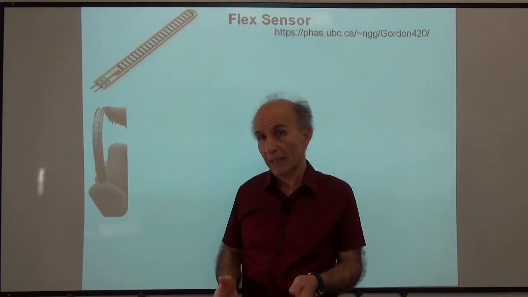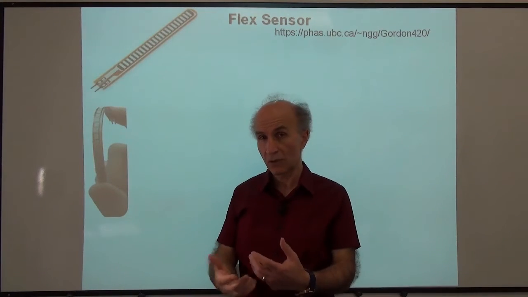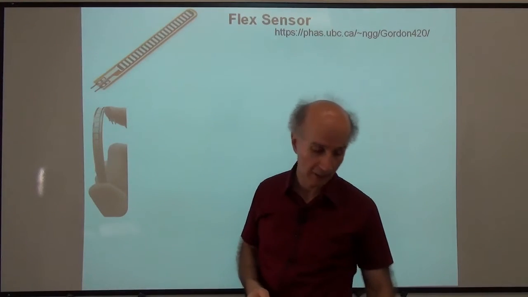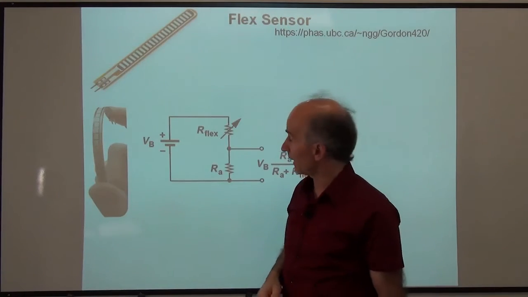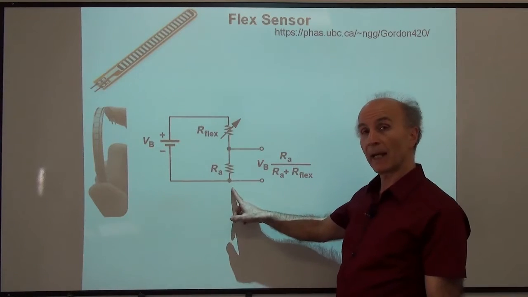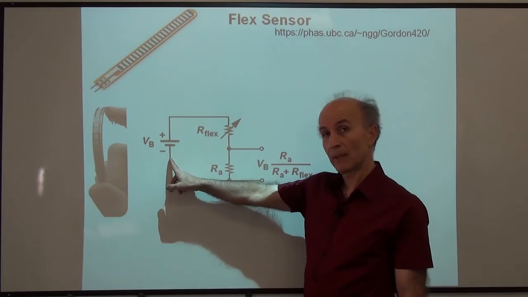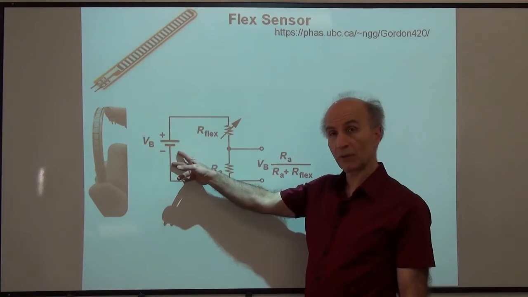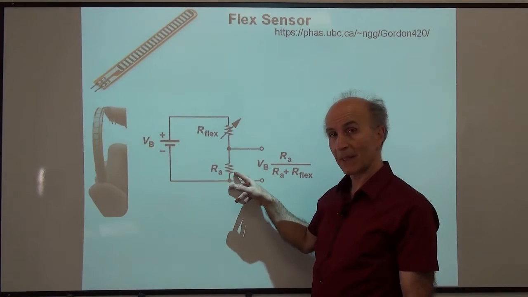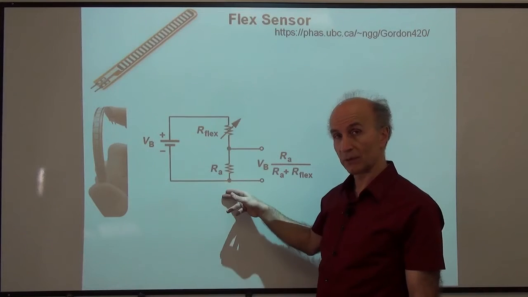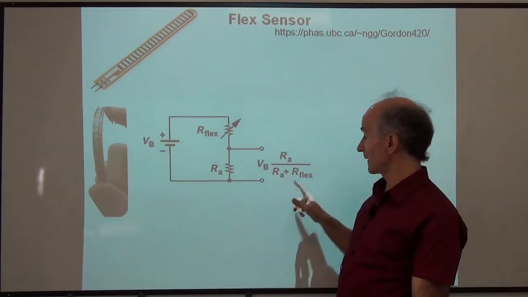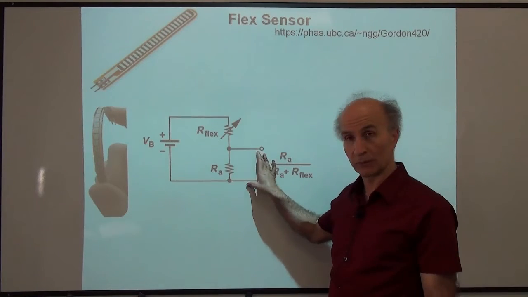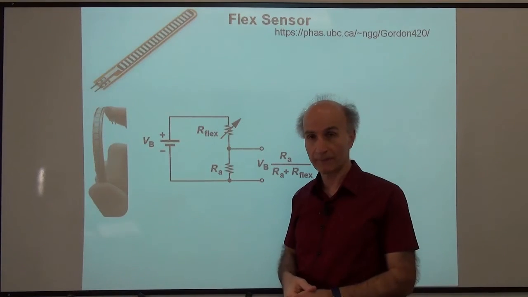So the first question is, how do I measure this change in resistance? That should be pretty straightforward, right? So let's build a simple voltage divider, as we have seen in the past, and connect it to a battery. So we know that the output voltage here is given by the battery voltage times this resistance divided by the sum of the two. So what we see is that if the flex resistance changes, so does this output voltage, and that's how we can measure it.